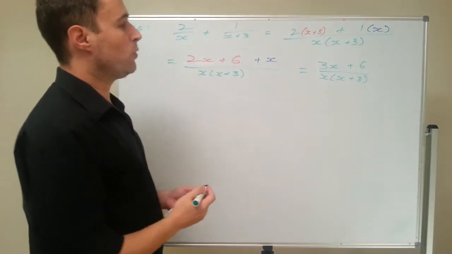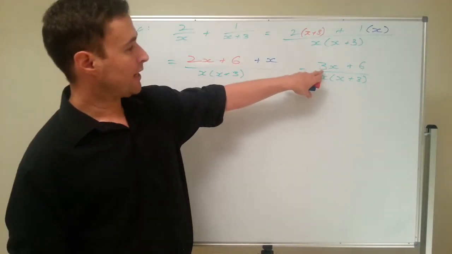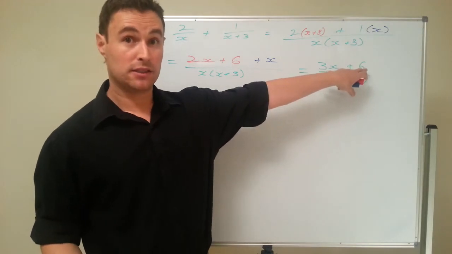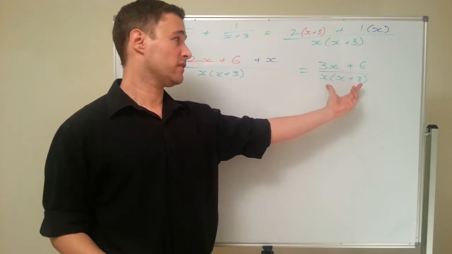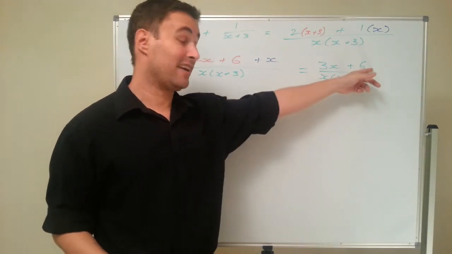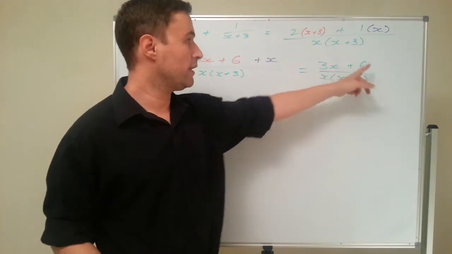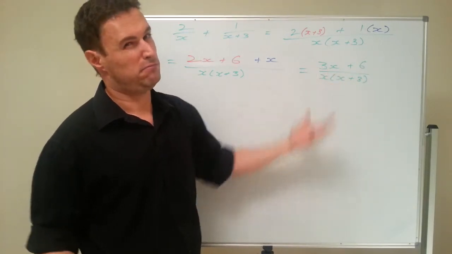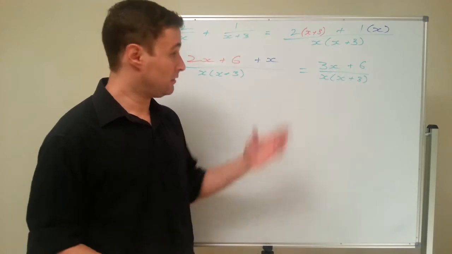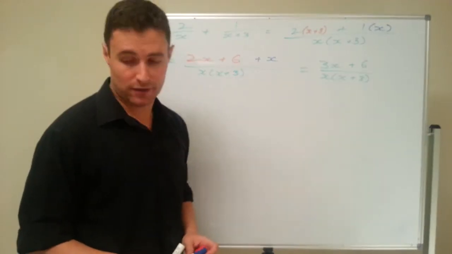Now, there's nothing much more I can do with this. There is a common factor of 3 in both 3x and 6, so I could take out the 3, but that wouldn't really help because there's no common factor of 3 at the bottom. If there was 3x squared plus 6x, and I could take out an x, then they would cancel nicely with that x. But nothing further I can do, so that stays like that. You're with me? Okay, great.